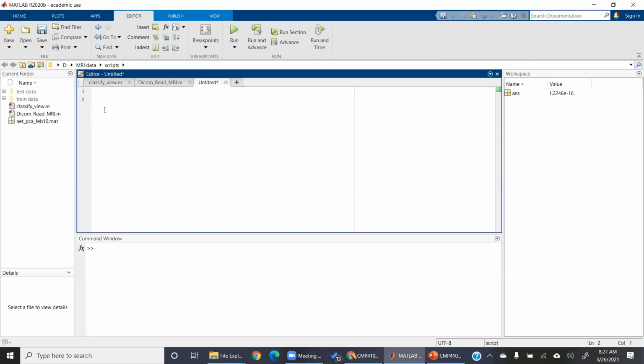Now, up here in the editor, you can write a series of commands and run all of them at the same time. I could, for example, say x is 5 and y is 2 times x. And then I say display y. Okay, so now I can, of course, save this script.